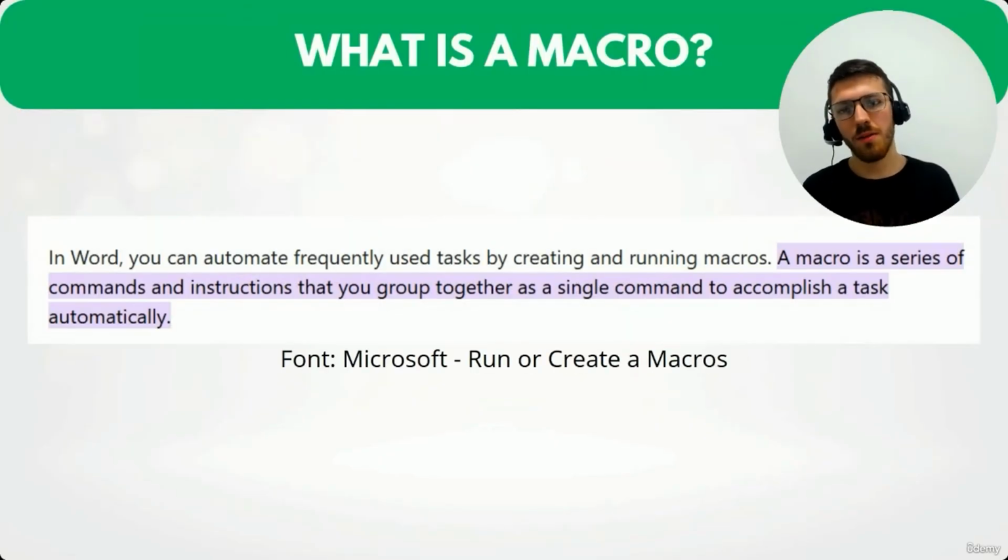In Word or Excel, you can automate frequently used tasks by creating and running a macro. A macro is a series of commands and instructions that you group together in a single command to accomplish a task automatically. So what it is saying here is that you can just record some actions in the program, Excel in our case, and use it as many times as you want. So you record yourself pushing a button, selecting a cell, and you can just call this group of actions again and it will do it automatically for you.